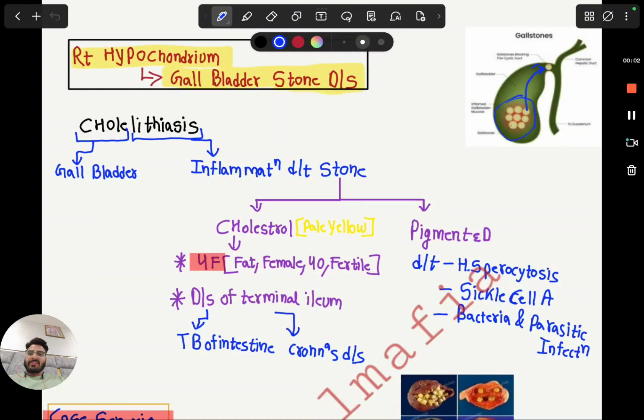Ayush, and today we will discuss a most important topic in adult surgery, that is gallbladder stone disease that happens in the right hypochondrium. So let's get started with cholelithiasis. If we break this word into two, chole means gallbladder and lithiasis means inflammation due to stones.